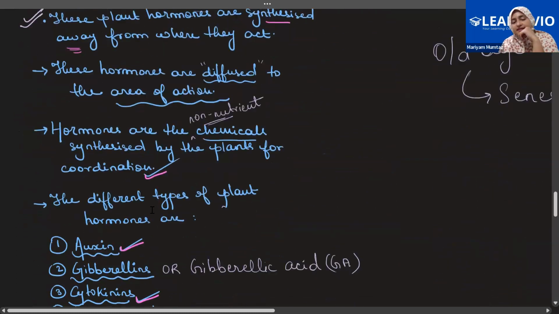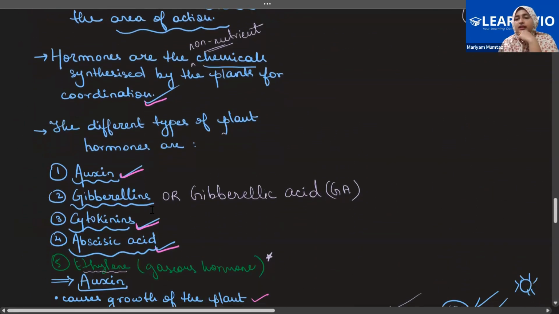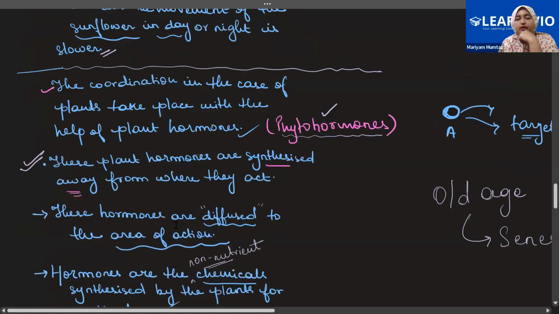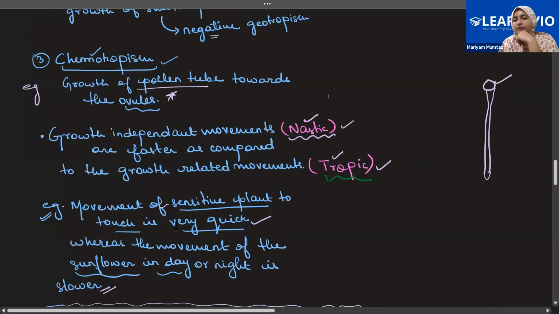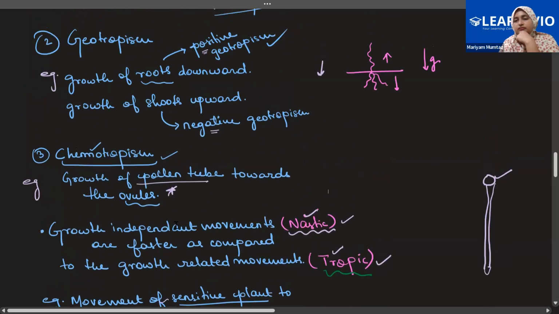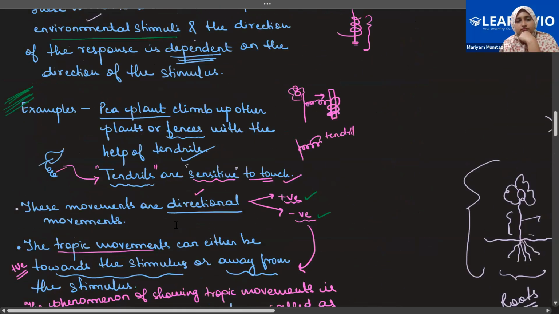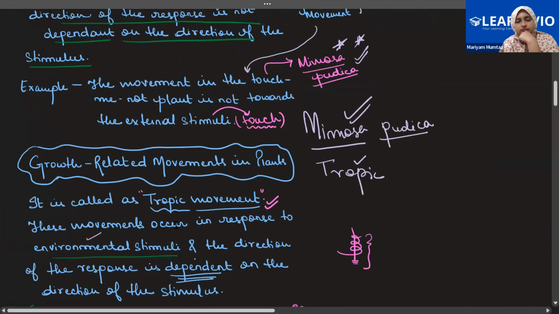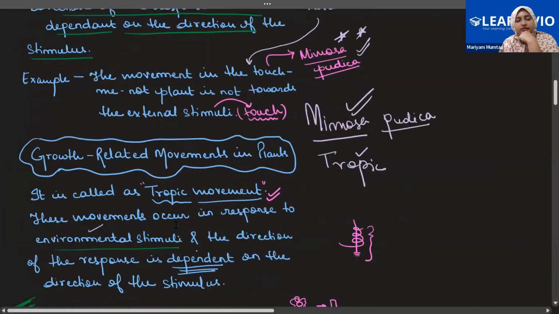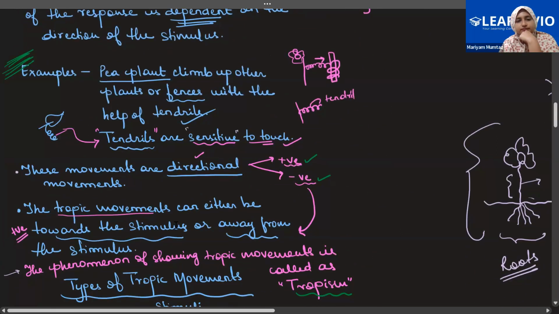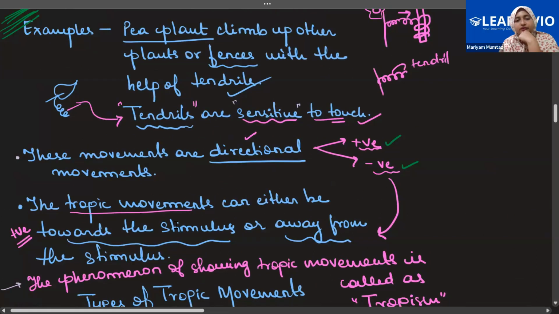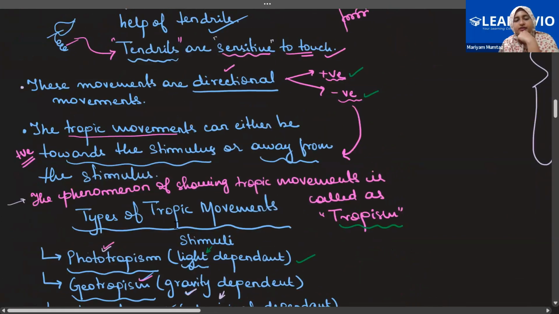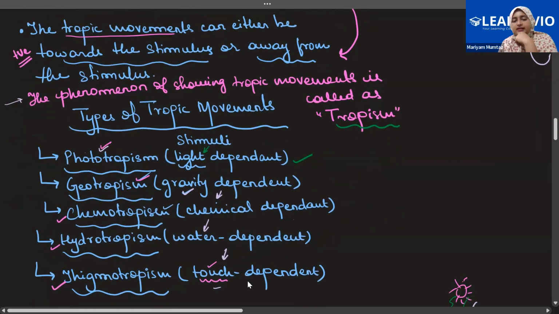So, with this, we have basically completed the whole entire chapter. What is the last thing you people took down in your notes? Tendrils are sensitive to touch. These movements are directional movement, positive, negative. Okay, now you people have to note down from here the tropic movements, right? You can switch off your videos and then write down comfortably.